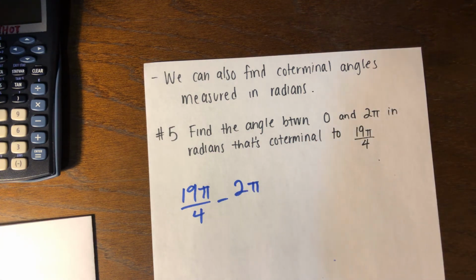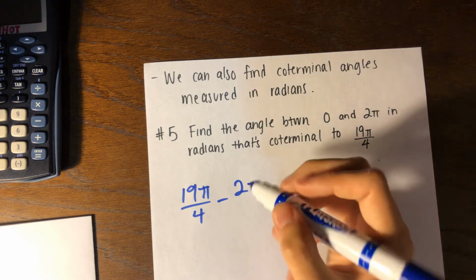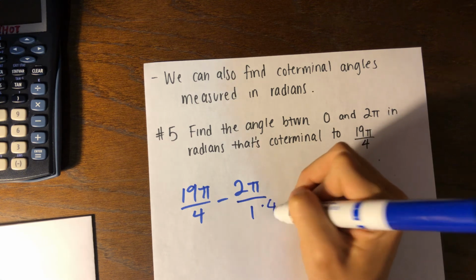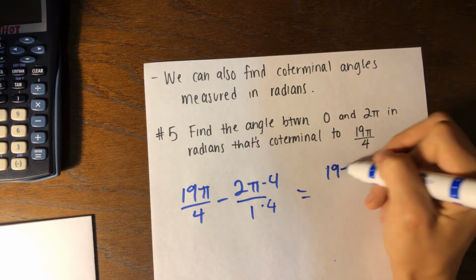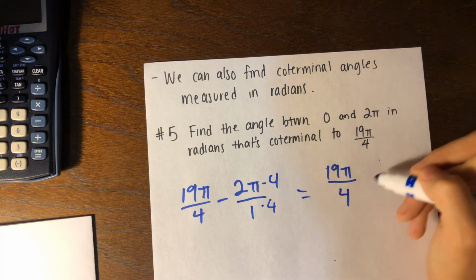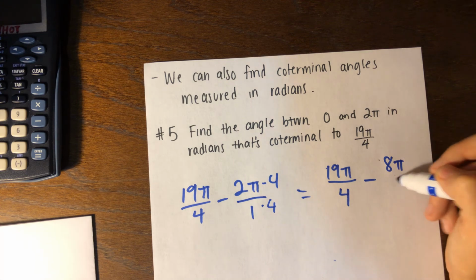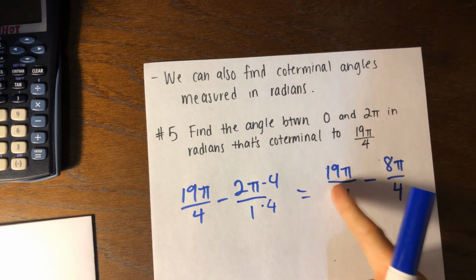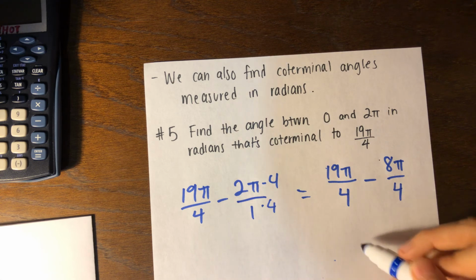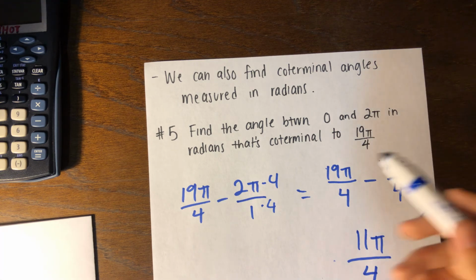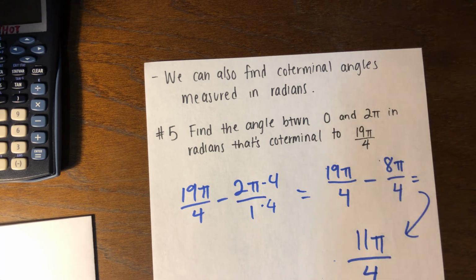Now, when we subtract fractions, what has to be the same? The denominator. So I put 2 pi over 1, and I need to get 4. They need to have like denominators, so I multiply by 4 over 4. This becomes 19 pi over 4 minus 8 pi over 4. And then I can solve. 19 pi minus 8 pi would be 11 pi, and then you keep your denominator the same. Okay? And then you look to see, well, is that between 0 and 2 pi? And it's not, so we have to do it again.